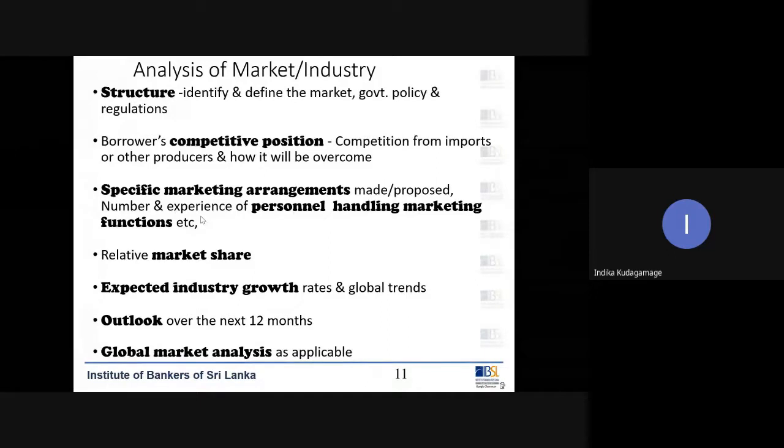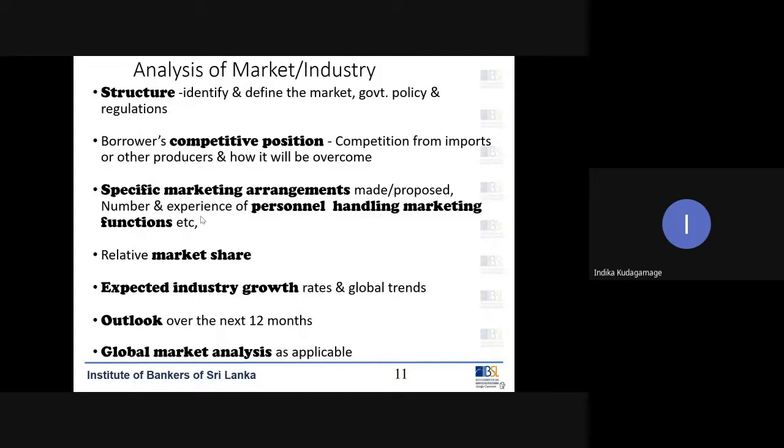Market, that is the most important thing, as I told you last time. Without knowing the market, you can't decide anything. Production capacity, human capacities, technology requirements, machinery requirements, everything depends on your market. What is the structure? Define the market. Then competitive position. Are we in a monopoly market, monopolistic, like that? Very competitive market? Which market are you in? Who are the people handling the market? Marketing and sales. Market share, expected industry growth. Are we financing a dying industry or a stagnated industry or a growing industry? For that, we need the outlook for the future as well.